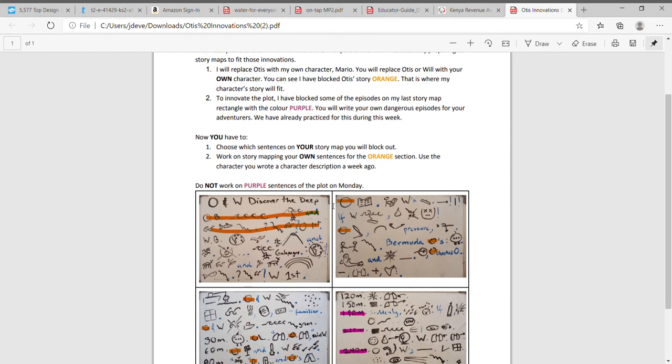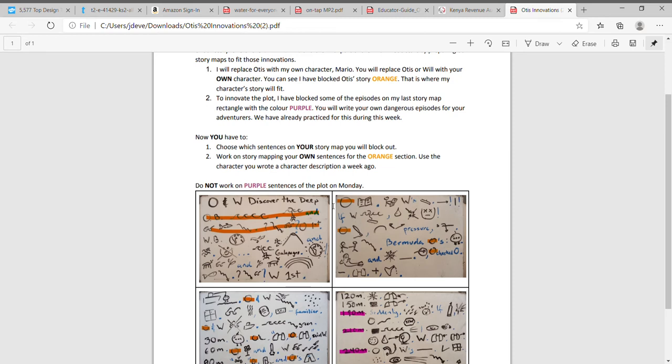So, in your case, you're going to choose whether you want Otis or Will to be the one that sits away, and then you can put your own character. For example, I have some Arthurs, I have some Gabriels, I have some Sydneys, I have some Thalias from some of you guys. That character is the one that's going to take the seat in the bathysphere.